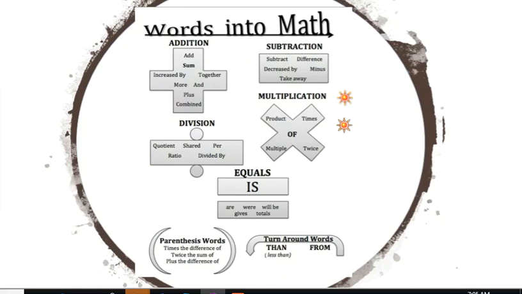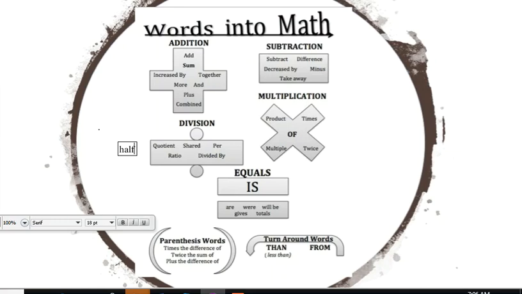Multiplication, words that mean multiplication are product, times, the word of, that one's a little bit tricky, multiply, twice. Twice just means two times something. I want to add one word here on the division. One word I just realized that is not there, and that is half. And you may see that sometime. So half just means that you're going to divide something by 2. Okay, if something's half of something, you're going to divide it by 2.